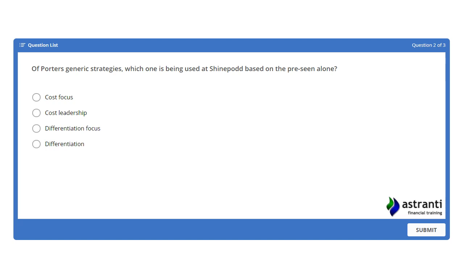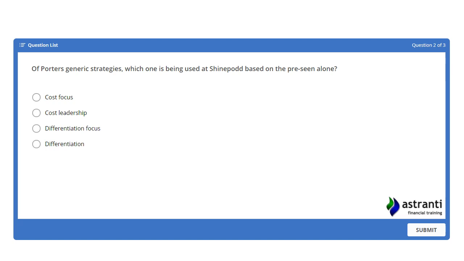So we can infer that they're not competing in a sense in a cost strategy. The people that they are appealing to are not so much focused on the price, they are focused on the quality of the coffee, and that was prevalent throughout the PreSeen.